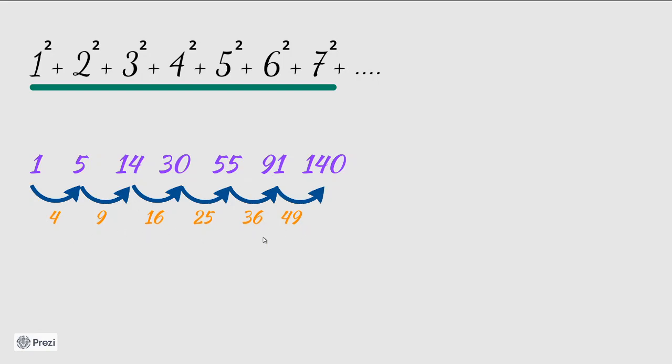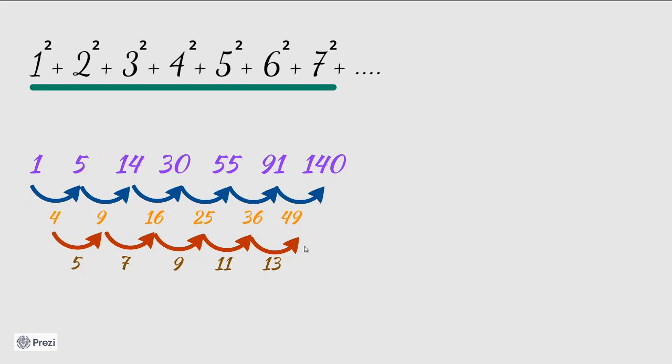So let us find the difference of the difference. So 9 minus 4, 5. 16 minus 9, 7. 25 minus 16, 9. 36 minus 25, 11. 49 minus 36 will be 13. Okay. But here also they are not the same. So it is not linear and it is not quadratic also, because second level differences are also not the same.